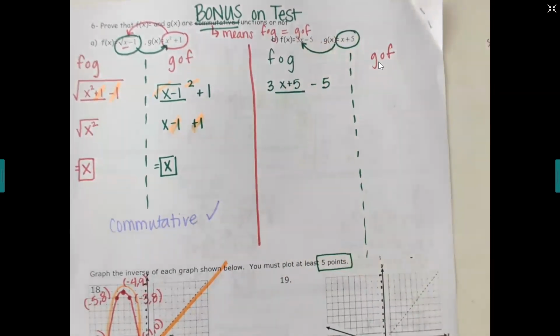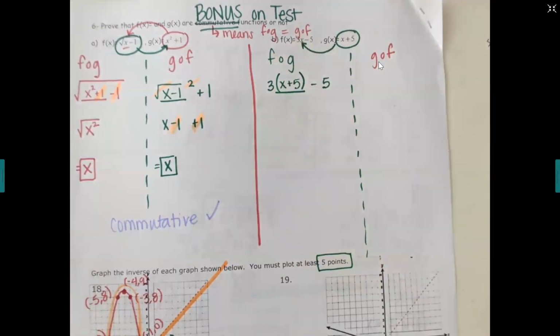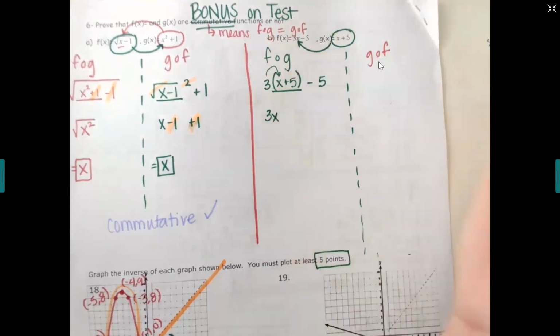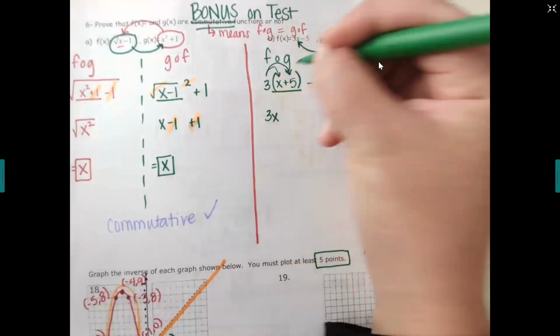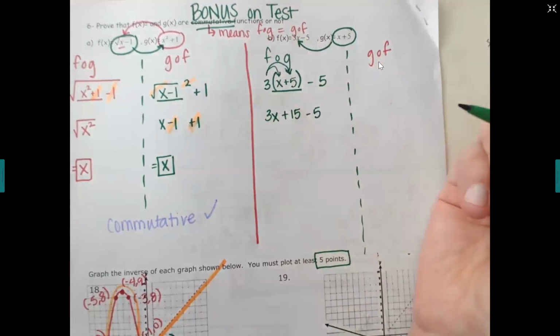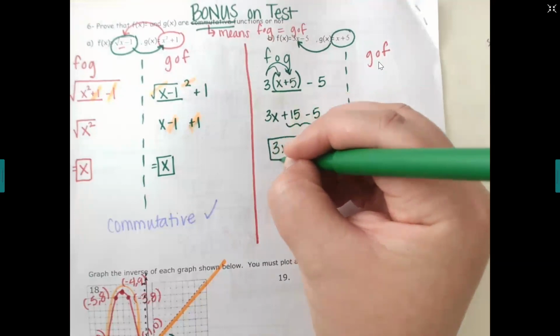Is that written correctly? No, what are we missing? Okay, good. Those parentheses have to be there because it's not just the 3 times x, it's 3 times the entire x minus 5. So then 3 times x would be 3x. What next? Plus 15 and then minus 5. 15 minus 5 means my final answer is 3x plus 10.